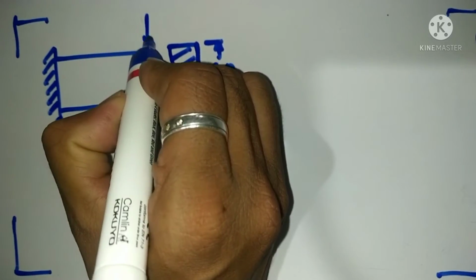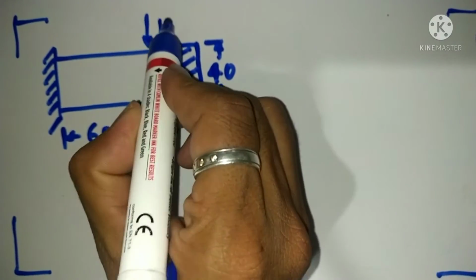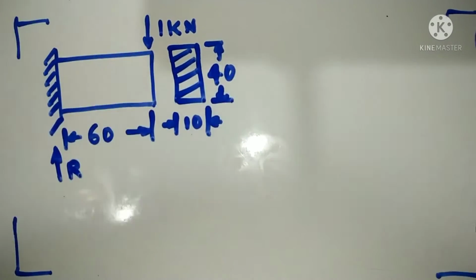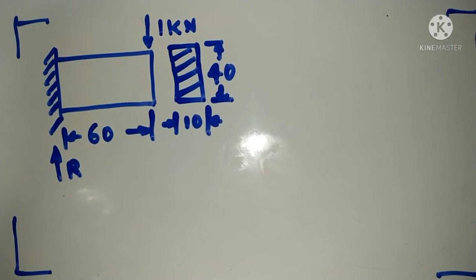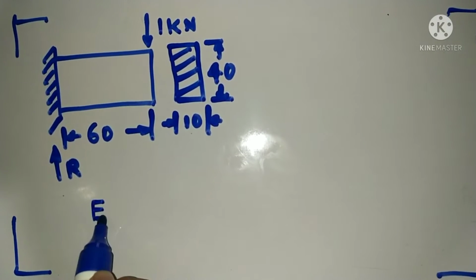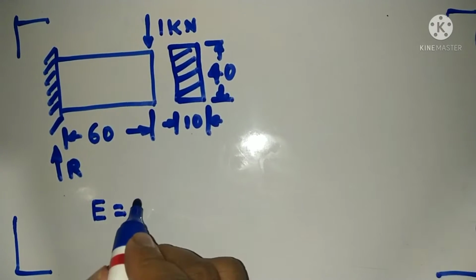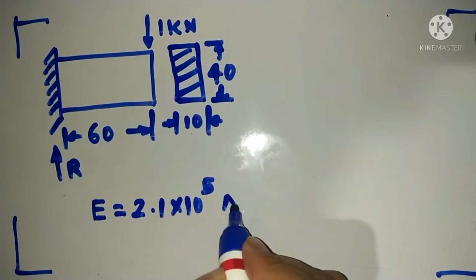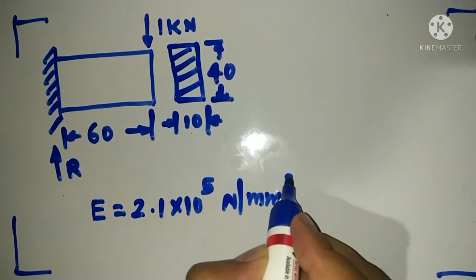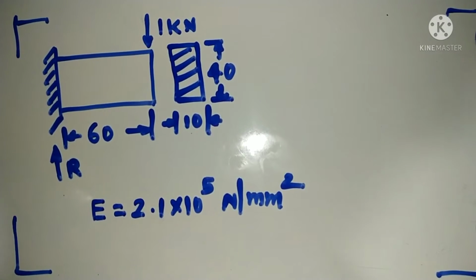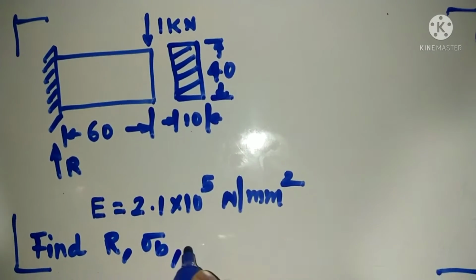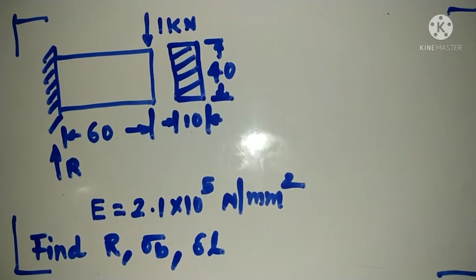And it is subjected to a vertical load acting downwards, 1 kilonewton. And the reaction will obviously be upward where it is fixed. So this is the main problem. In this problem, they have given us E, that is Young's modulus, 2.1 into 10 raised to 5 Newton per mm square. In this particular problem, we need to find out the reaction, stress, that is bending stress, and total elongation.